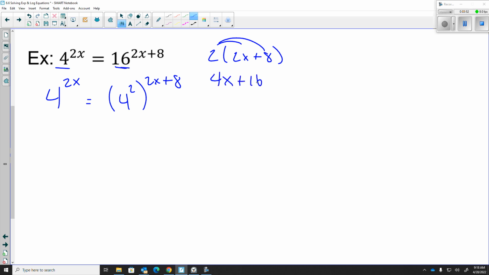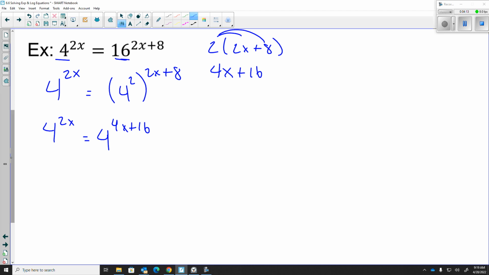Indeed. All right, so now I got 4 to the 2x, and then I have 4 to that thing, 4x plus 16. Are you comfortable with all that? Well, are they the same base now? Yes, they are. It's a 4 and a 4, same base.